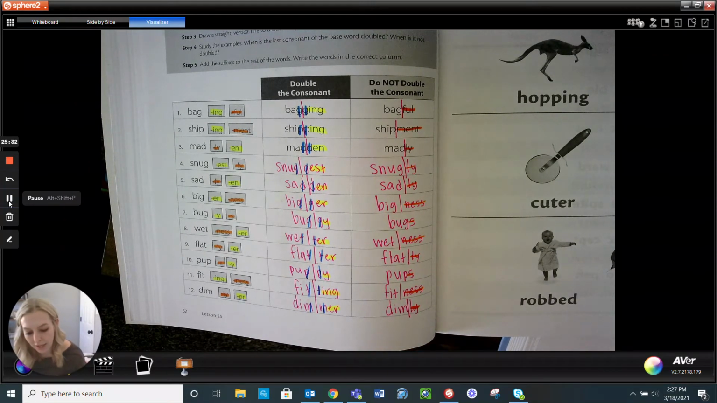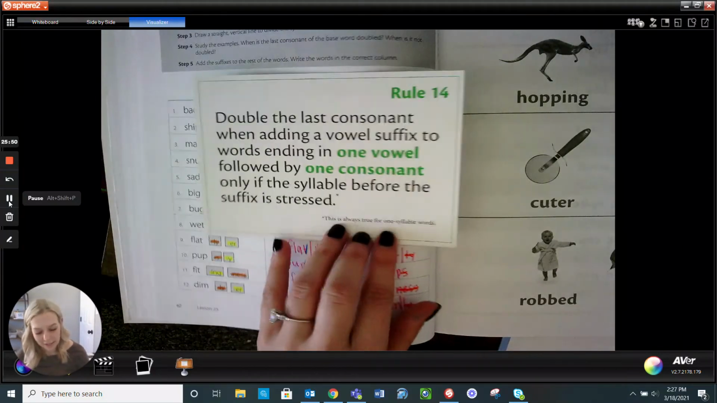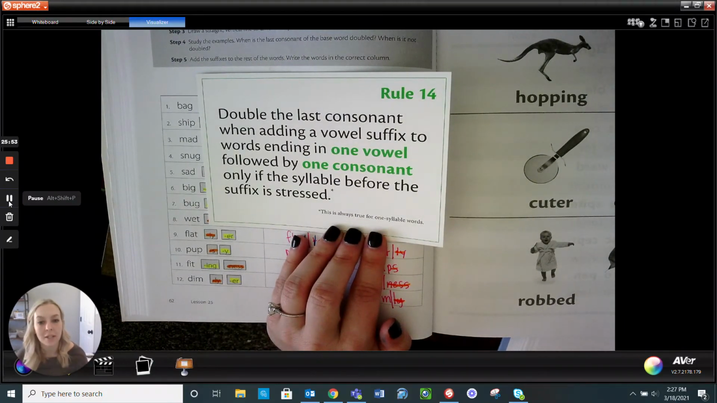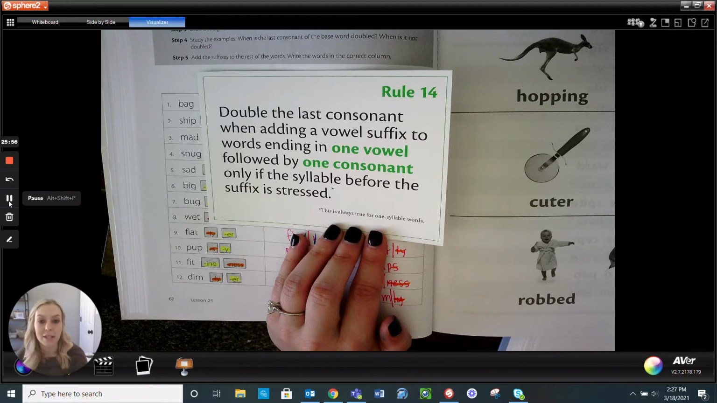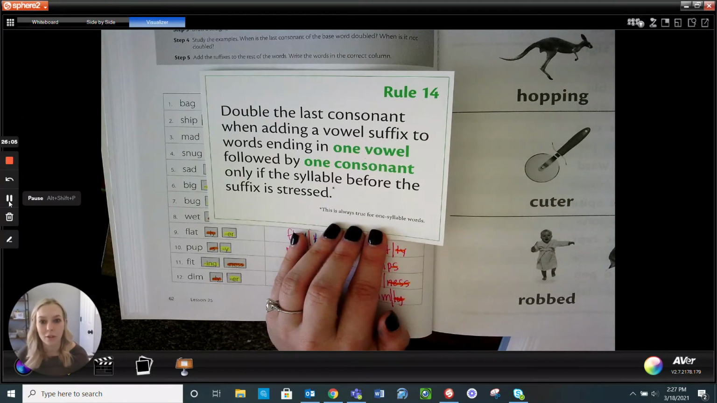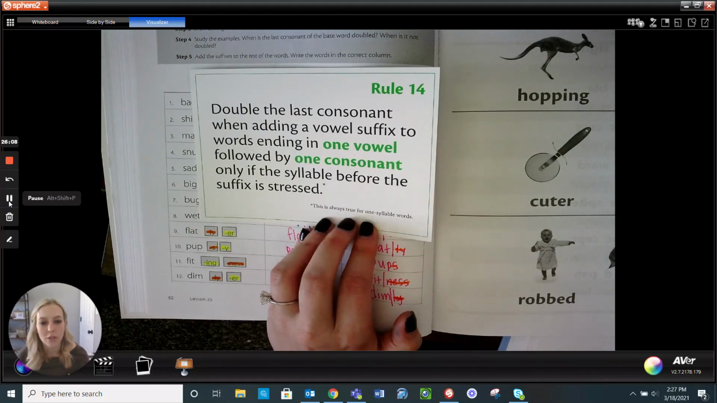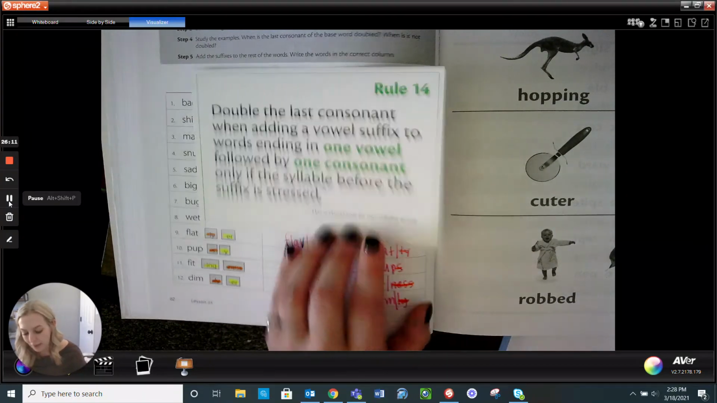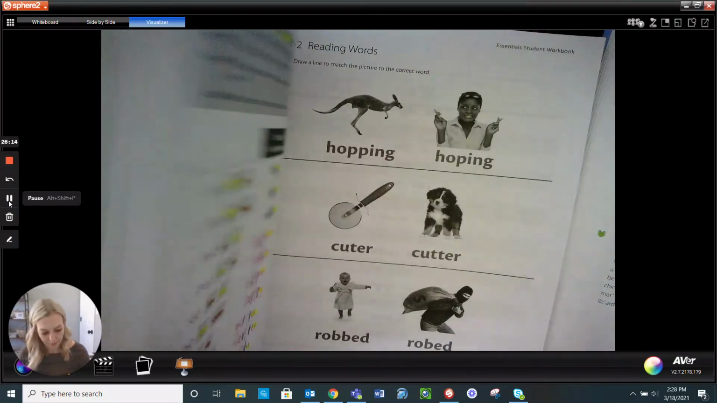If you were to make a spelling rule to describe how to add a suffix to words ending in a single vowel followed by a single consonant, what do you think the rule would say? I will tell you. It would say to double the last consonant when adding a vowel suffix to words ending in one vowel followed by one consonant only if the syllable before the suffix is stressed. Ooh, that's a long rule. Notice this little star here. It says this is always true for one-syllable words. Let's explore this rule together.